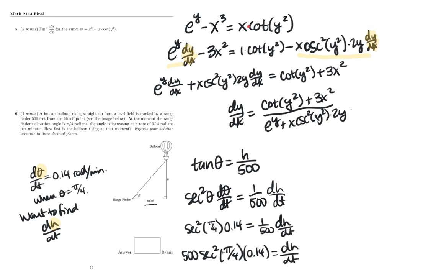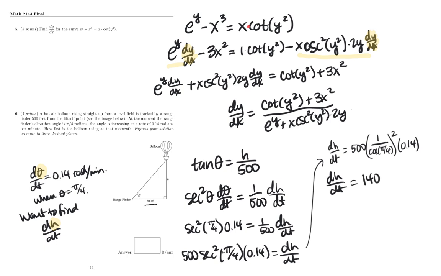Okay, let's try to find a numerical value for that. So when I type that into my calculator, I'm going to type in 500, and for the secant squared, I'll do 1 over cosine pi over 4, and then that whole thing squared times 0.14. Okay, so let's type this all in. Okay, so I got 140 for my final answer for that.